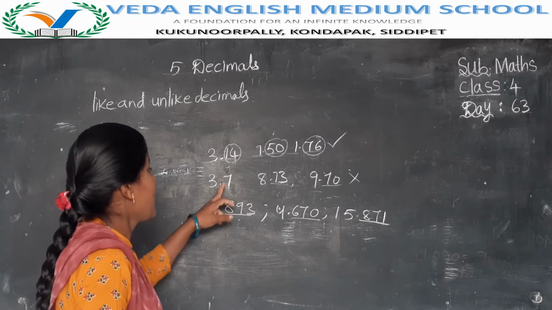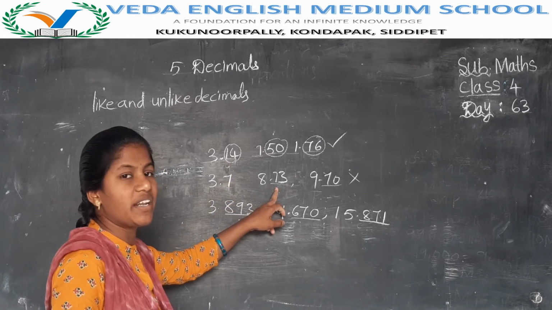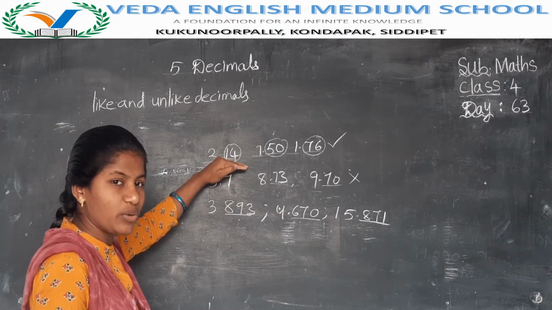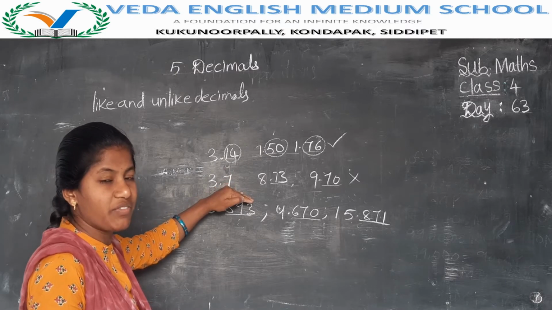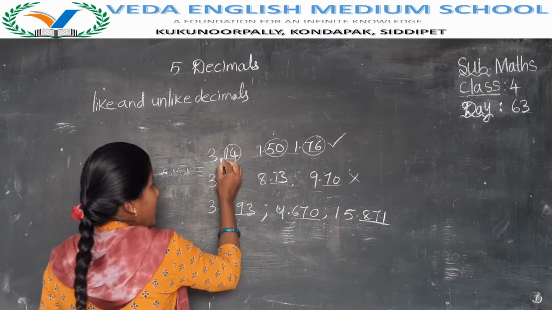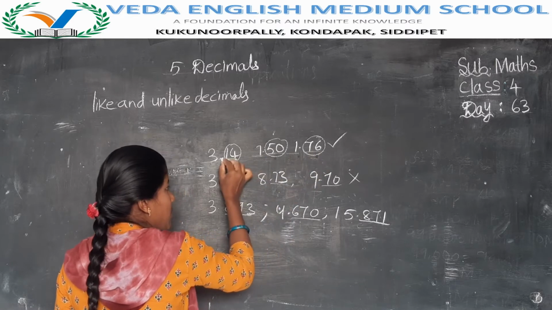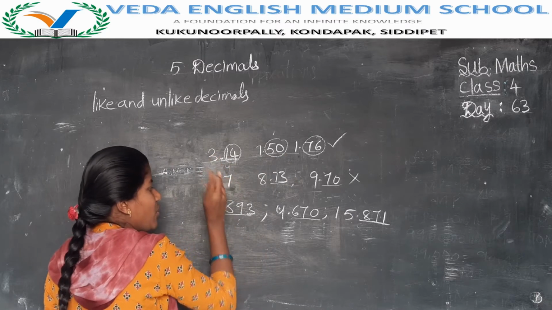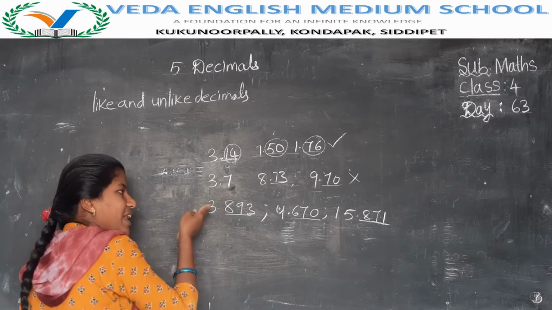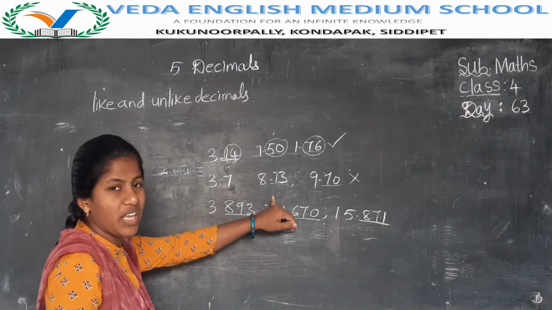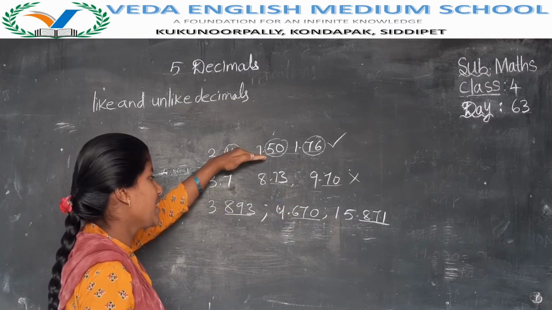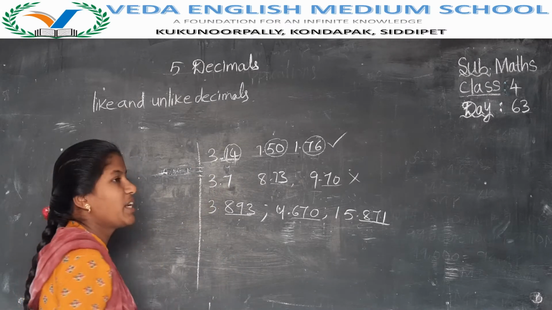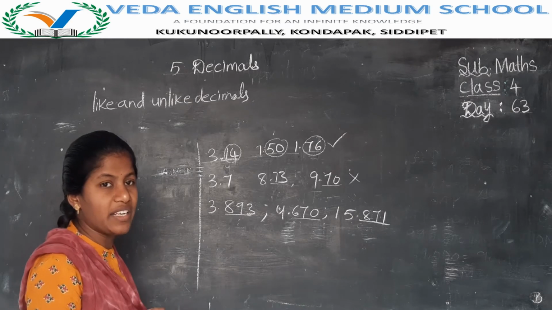Then the decimals which do not have an equal number of decimal places are unlike decimals. If we have an equal number of decimals in the decimal part, then those are called like decimals. If we don't have an equal number of decimals, then those are called unlike decimals. Is there an equal number of decimals here? No. So it is an unlike decimal. Like decimal, unlike decimal. Here we will see how to convert an unlike decimal into a like decimal.